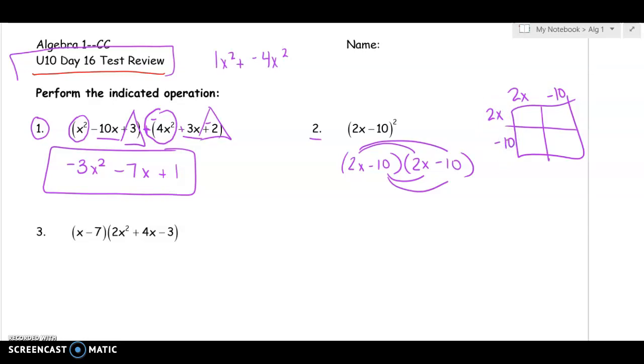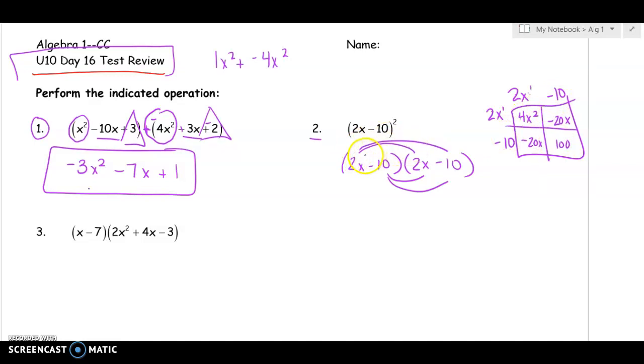So you've got 2x times 2x, which is 4x squared. Remember, when you're multiplying, it's a little different than adding and subtracting. You multiply the coefficients, and then with the exponents, you're going to add them. So x to the first times x to the first becomes x to the second. Negative 2x times negative 10 is negative 20x. Negative 10 times 2x is negative 20x. And negative 10 times negative 10 is positive 100.